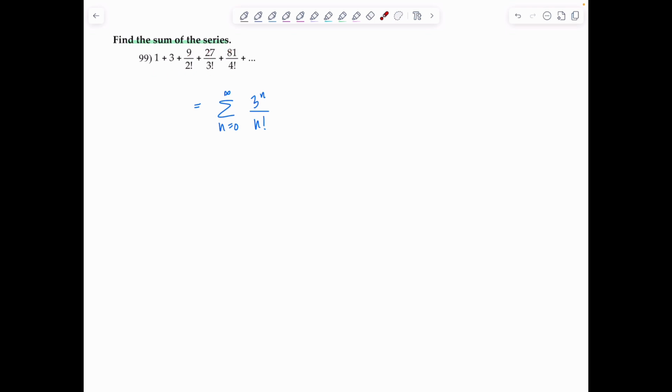Well, who is this? Do you remember? e to the x is the sum, n equals 0 to infinity of x to the n over n factorial. So if you remember that, then you can go, oh, this is e raised to the, what's x in this case? The third. And that's it.